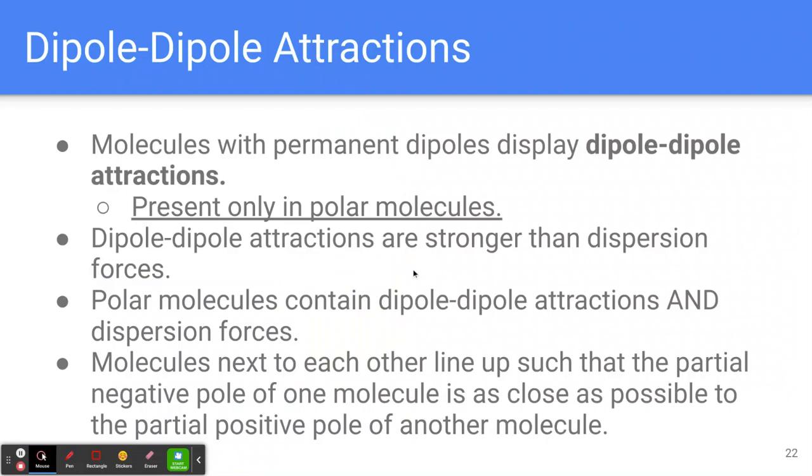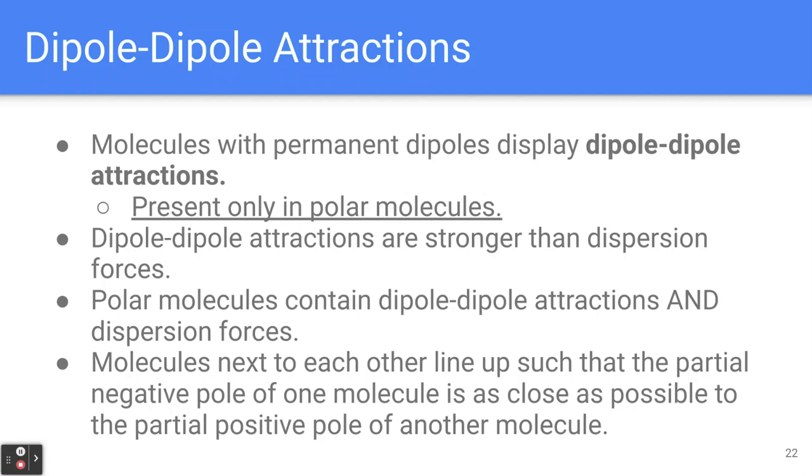So why do we care about polarity? Polarity really helps determine whether we have dipole-dipole attractions. Molecules that have a permanent dipole, which means molecules that are polar, display dipole-dipole attractions. And so in order to have dipole-dipole attractions, you have to be polar. If you aren't polar, then all you have is dispersion forces. But if you are polar, then you have dipole-dipole attractions, and these are stronger than dispersion forces.